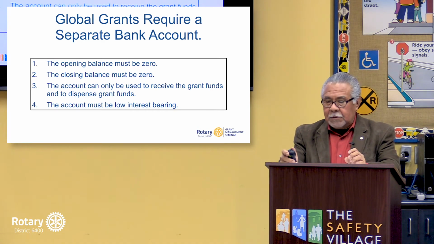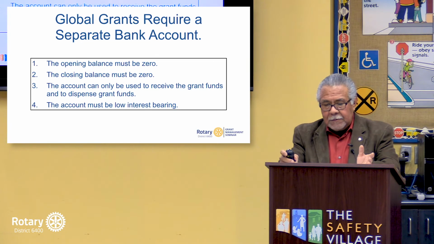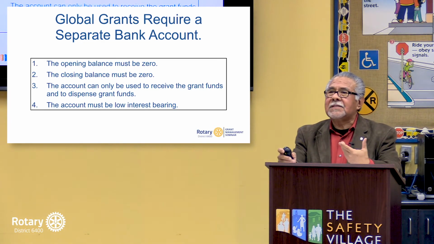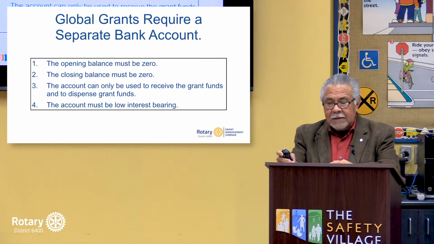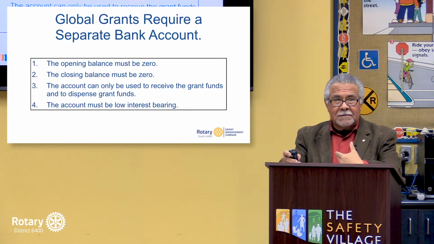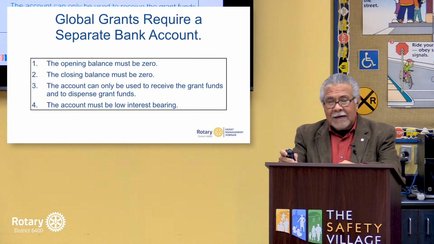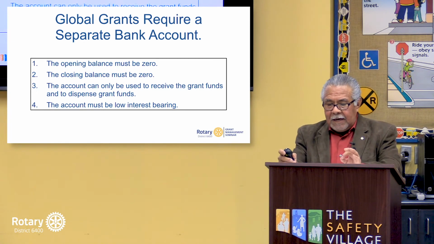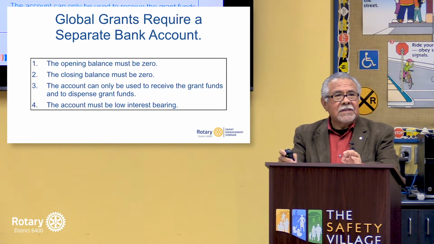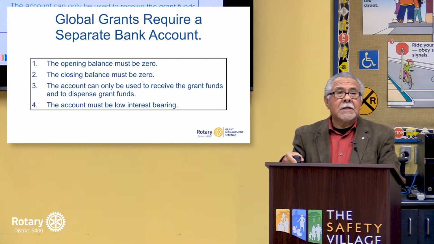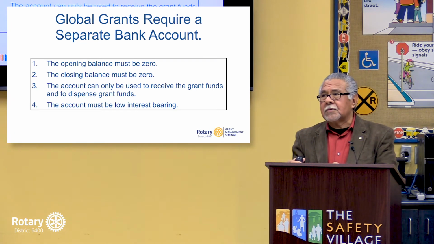So global grants require a separate bank account. As it's been mentioned before, the opening balance must be zero when you open the bank account. The closing balance, the final bank statement that you send to the stewardship chair, has to have a zero balance. The account can only be used to receive grant funds and to disperse grant funds. And the account must be low or non-interest bearing.